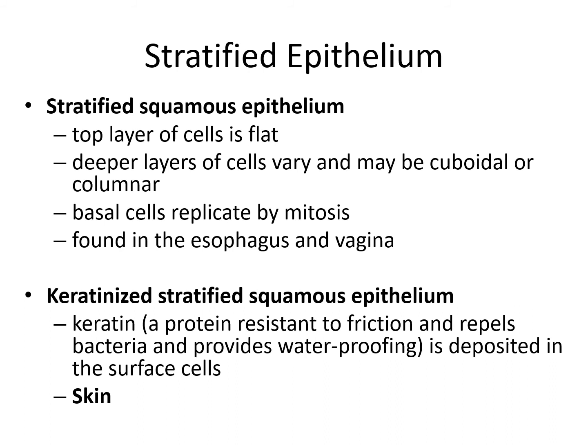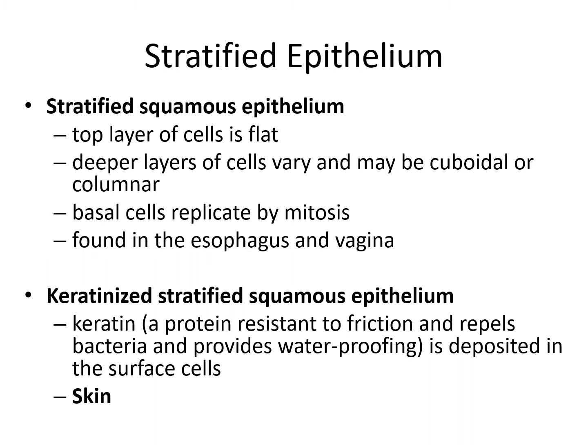The cells that are at the bottom that are actually attached to the basement membrane are the cells that are going to be dividing by mitosis, and as these cells divide, they push cells upwards, they move up towards the apical surface, and they flatten out as they do that. We find this in areas where we have a lot of frictional forces quite often. So within the esophagus and vagina, for instance, there are frictional forces that can be countered by having a thick, stratified layer of squamous epithelium.